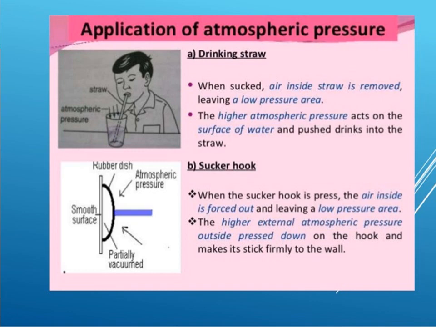Now another application of atmospheric pressure is the sucker hook. When the sucker hook is pressed, the air inside is forced out, leaving a low pressure area. The higher external atmospheric pressure outside presses down on the hook and makes it stick to the wall.